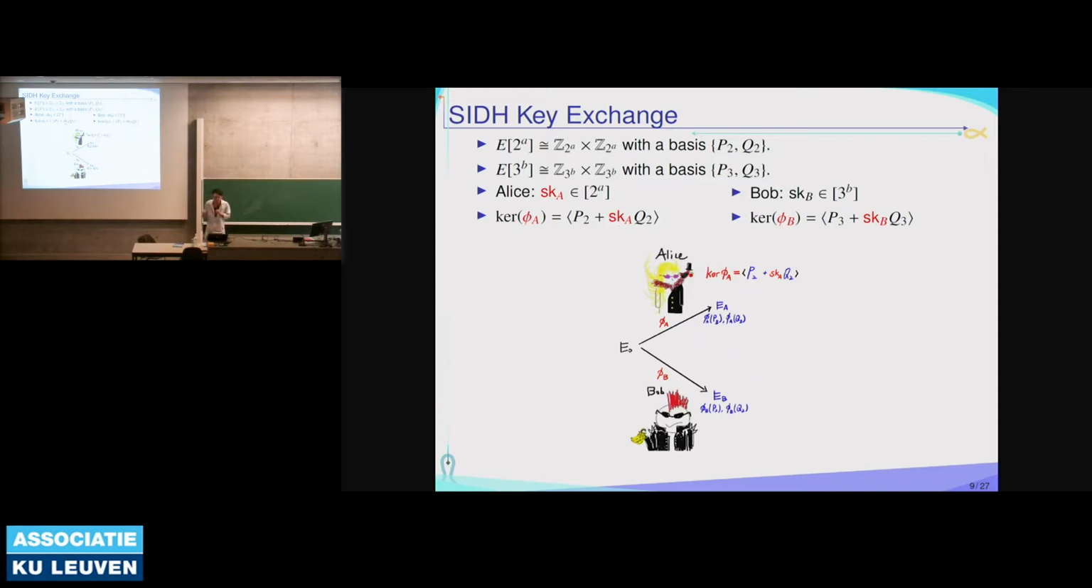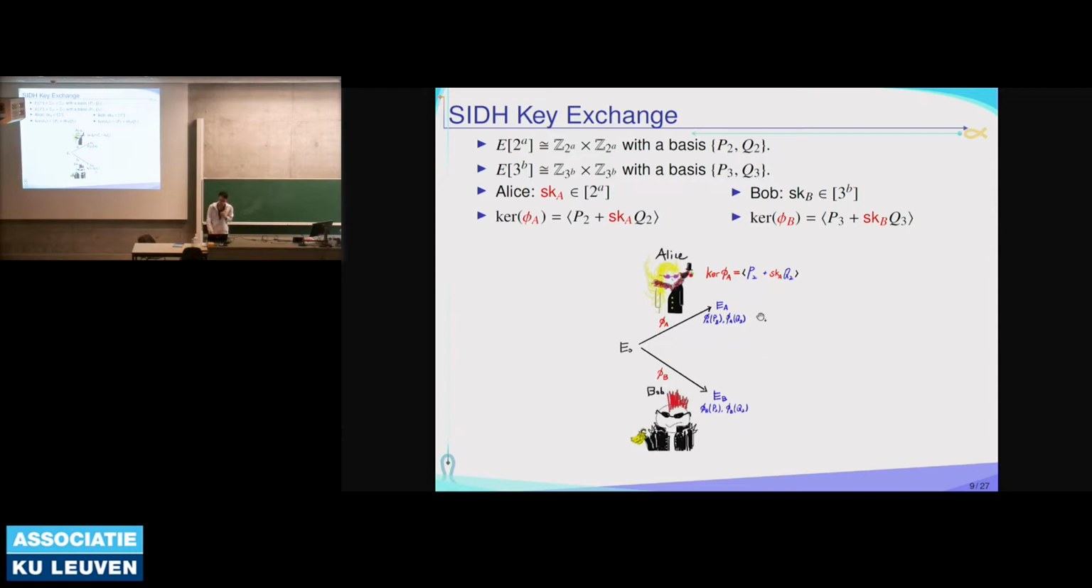So Alice's secret key is the kernel, or say this secret integer. Everything in red means secret, and everything in blue means public key. So Alice's public key is E_A and her secret isogeny's evaluation on P3 and Q3. So Alice's public key is a curve and 2 points. And Bob's public key is also a curve, E_B, with 2 torsion points, the evaluation on P2 and Q2.